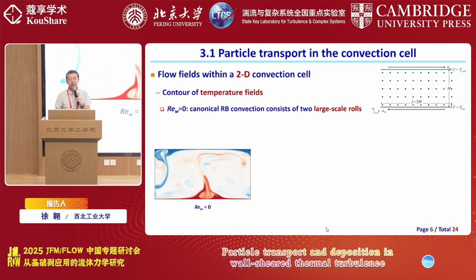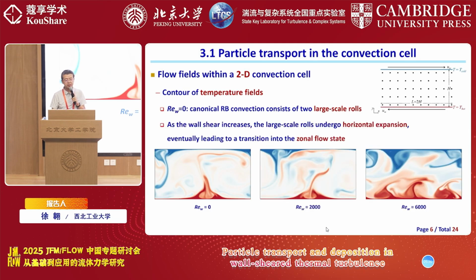Okay, now I'll present the simulation results. First, I'll show you the flow field, that means there are no particles. Here are the contour plots of the temperature fields, and this is the case for Re_w equals 0, which represents the canonical Rayleigh-Bénard convection cell. It consists of two large rolls in this aspect ratio.